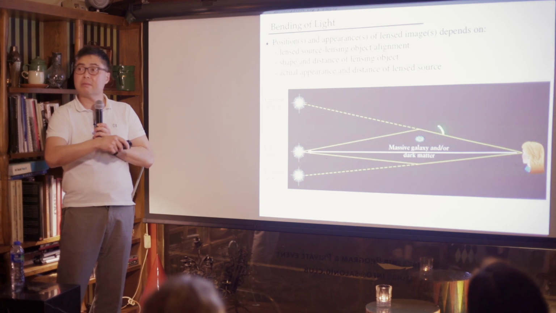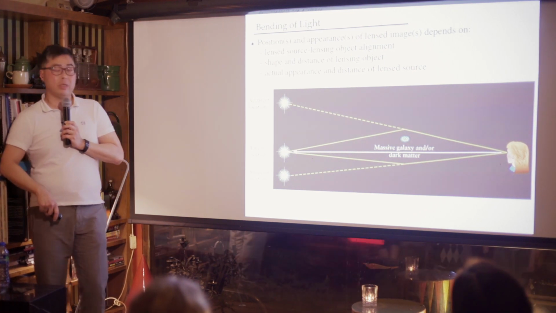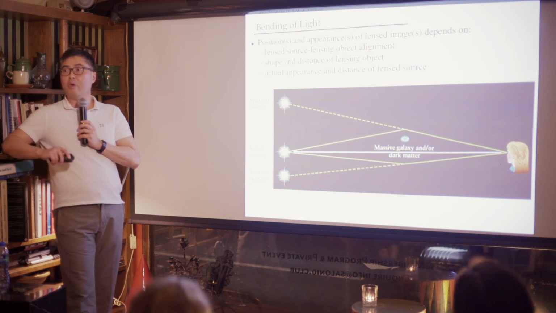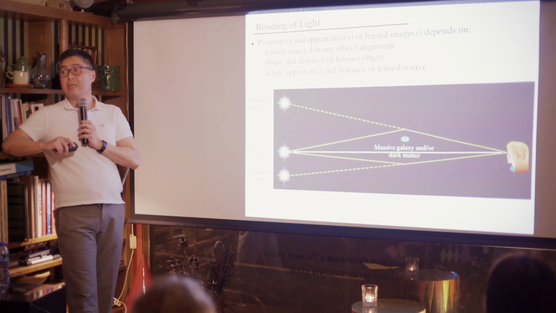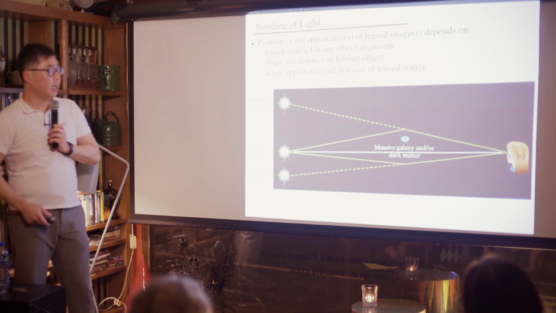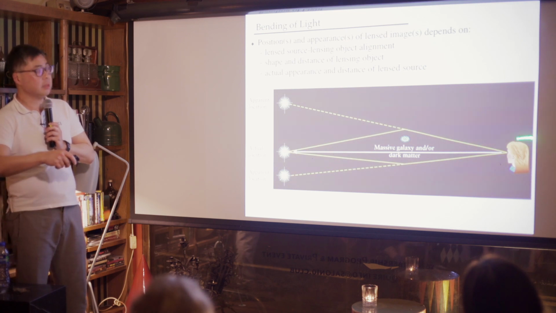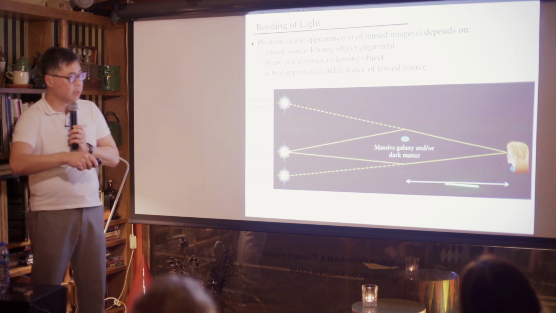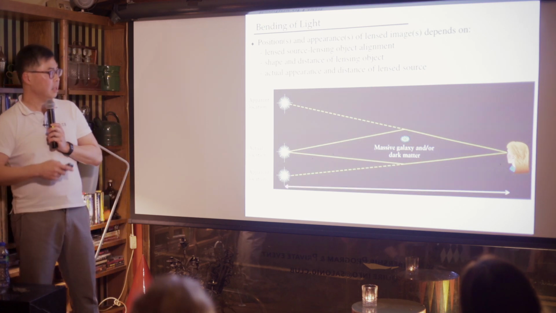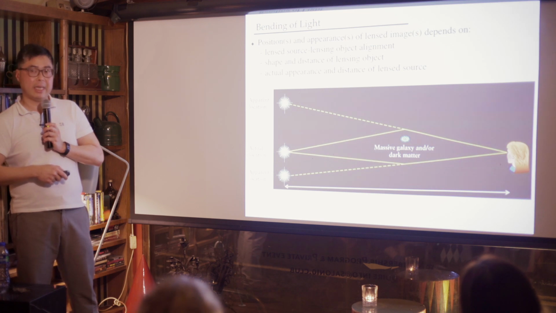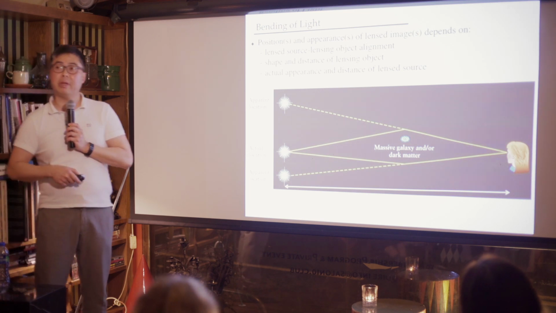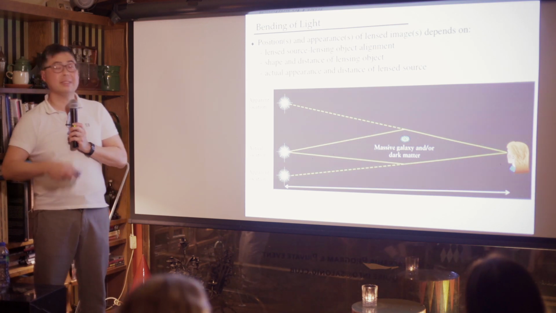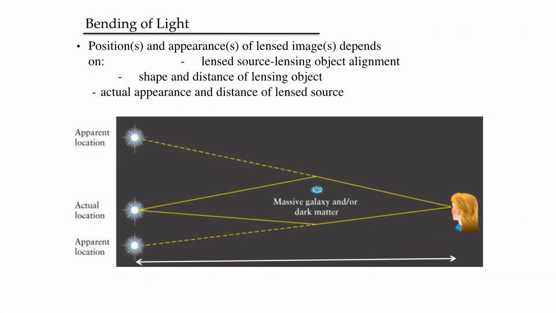If the alignment is not perfect, as in this case, right? Here's the massive object. Okay. It's not perfectly aligned. All right. We don't see a ring. Okay. We may see multiple objects in the sky. Okay. Or we may see multiple arc-like images, which I'll show you in a minute. Okay. All right. So in general, what we see in the sky depends on the alignment. It depends on the shape of the lensing object. It depends on the distance to the lensing object. What we see for the lens image also depends on the actual appearance, the true appearance of the background galaxy, okay, as well as the distance to the background galaxy. Okay, so what we see depends on all these things.